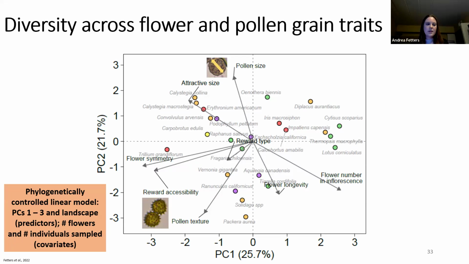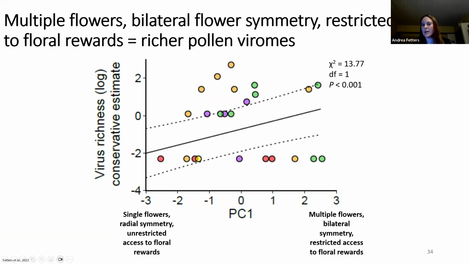We then used these PCs along with another one from this analysis as predictors in a linear model to actually be able to say whether or not these traits influence the richness of the pollen virome of the 24 plant species in this project. So this graph is showing the values of PC1 along the x-axis and the log transformed conservative estimate of virus richness along the y-axis. Again, the colored dots represent each plant species, and those dotted lines are just the 95% confidence intervals. Somewhat contrary to our initial hypotheses, we found that plant species with multiple flowers, bilateral symmetry, and restricted access to floral rewards had more pollen-associated viruses.